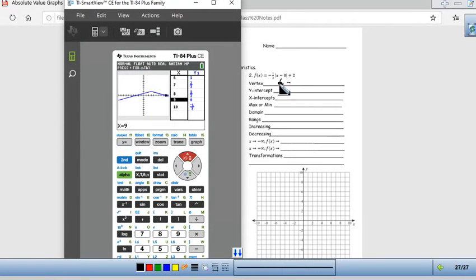So let's go ahead and fill in this information. My vertex is at +3, +2. My y-intercept is at 0, 1. I have two x-intercepts at -3, 0, and 9, 0. I'll go ahead and sketch this graph on my provided graph. So 3, 2, it's right here. Y-intercept at 0, 1. X-intercepts at -3, 0, and 9, 0.